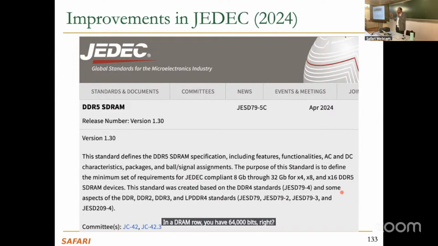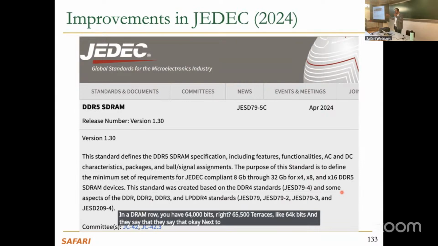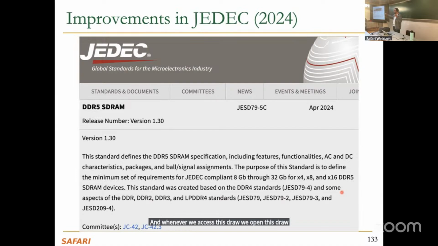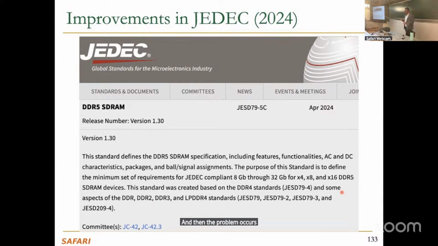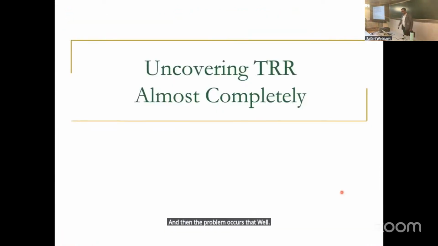65,536, like 64K bits. And they say that, okay, next to the 64K bits, let's add a bunch of other bits as well that keep the activation count of this row. And whenever we access this row, we open this row, we also update this counter. And then once this counter reaches a threshold, we will update the victim rows next to it. So this is essentially what they propose. And then the problem occurs that, well, I will talk about it when we come to that.